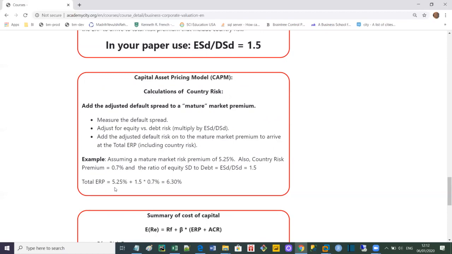I'll repeat it. To find the total risk premium in a specific country, I take the risk premium in the US, which we assumed before to be 5.25. We add to that the country risk. And the way we add the country risk, we look at the spread and multiply it by the 1.5 as the factor of adjusting the spread to the riskiness of investing in a business of this country. In this case, the total risk premium for that country will be 6.3.